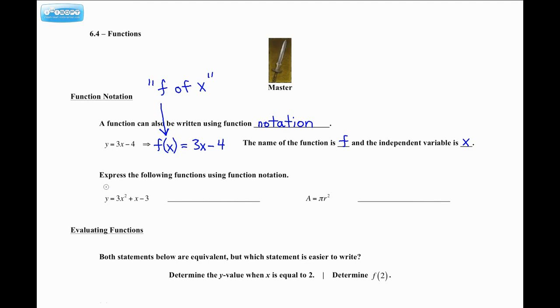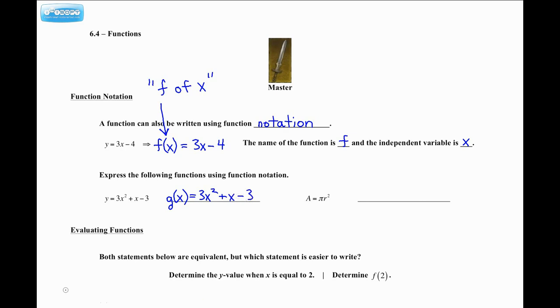So it says, express the following functions using function notation. So right now I have a function. This is not linear, but y is isolated. I just want to call this something else. Let's call it Greg. So I'll say g of x equals 3x squared plus x minus 3.